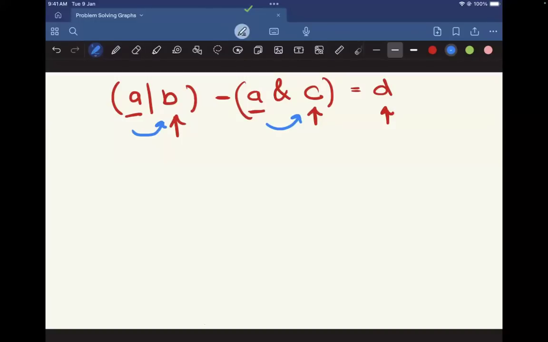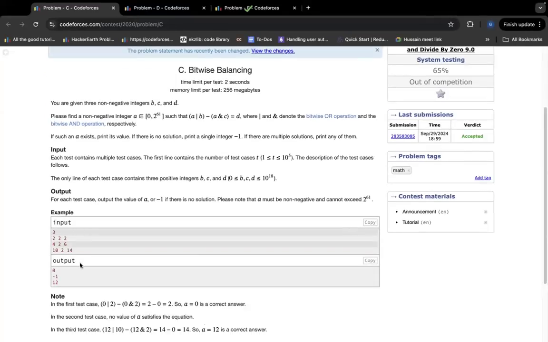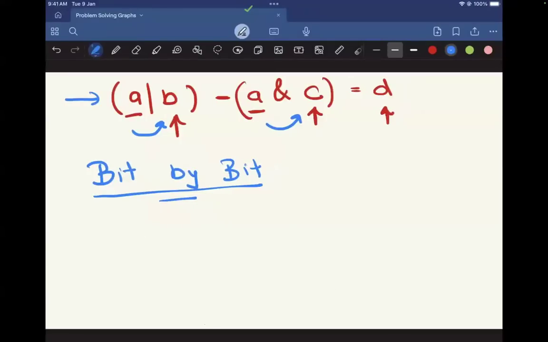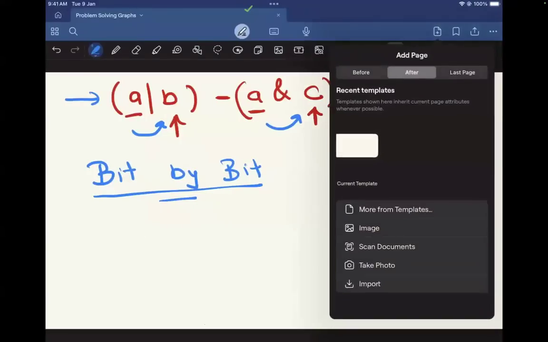So usually in such problems, guys, whenever you're given a bitwise equation and you want to find one variable, you can solve this bit by bit. Okay. And let's confirm if it actually works by solving bit by bit. Let's take the first example here, which is let's say 10, 2, and 14. All right.